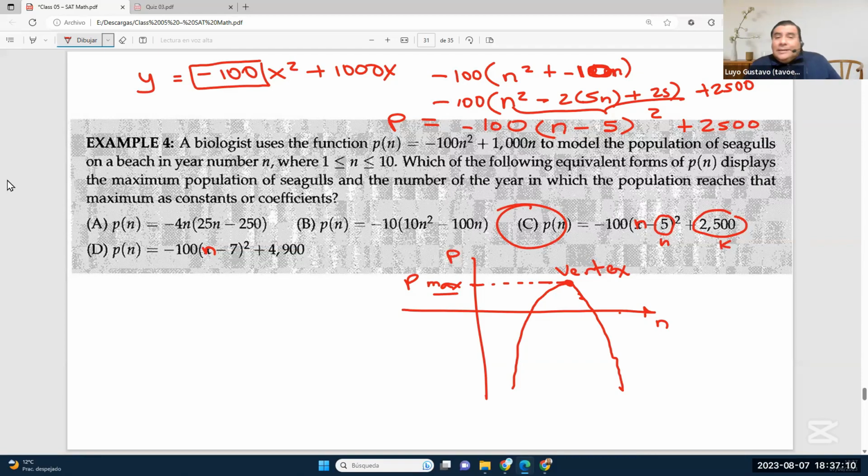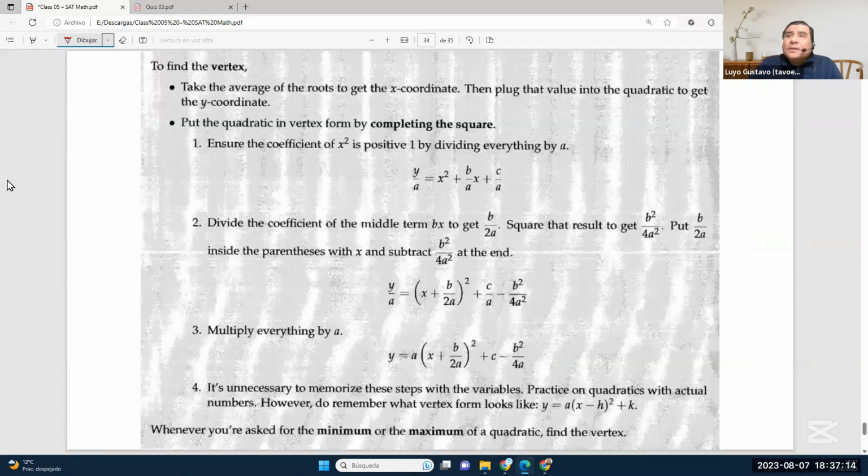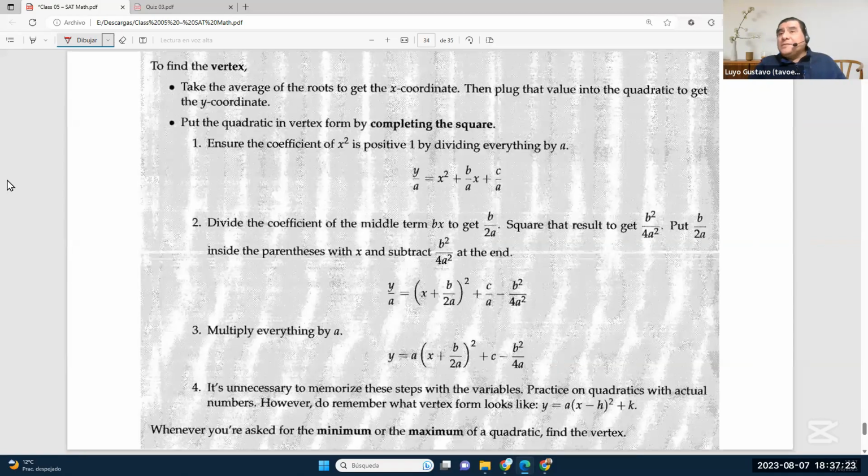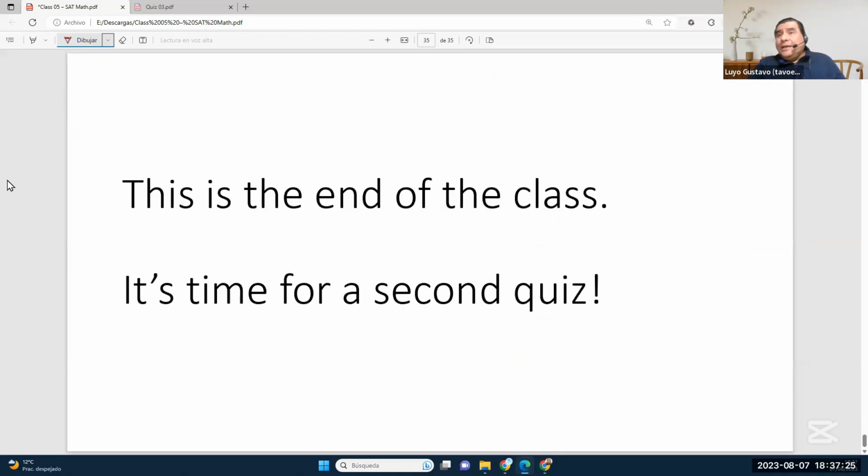Okay, that's it. That's the last example for today's lesson. At the end of these slides, you can see two review charts for all the concepts we've seen about quadratic equations, right? Okay, it's time not for a second quiz, but for the third quiz.